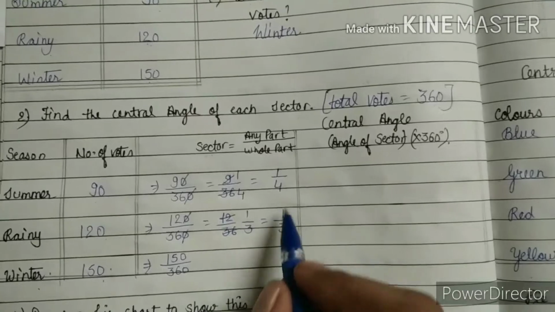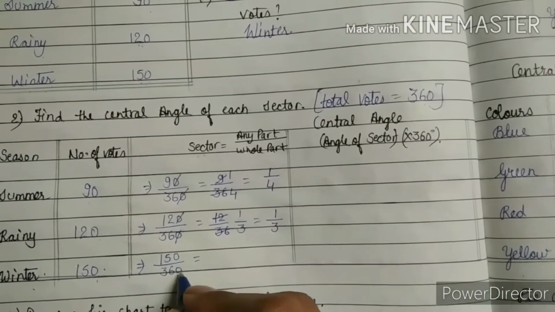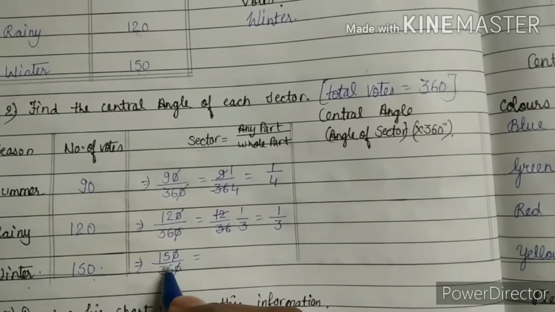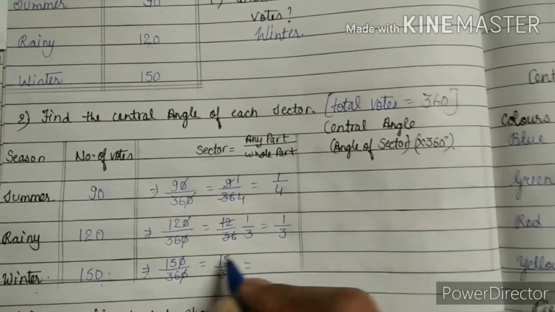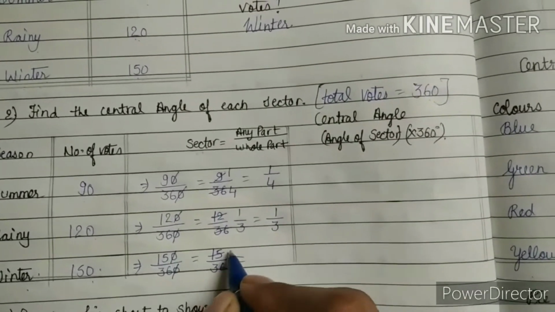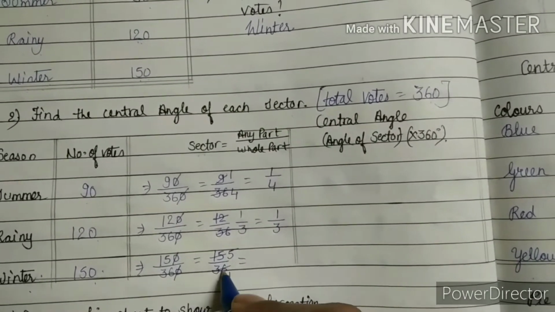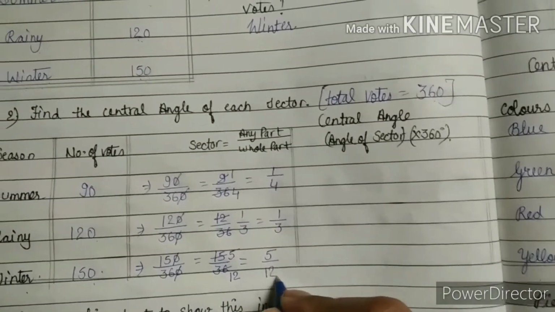Okay. So its fraction is 1 by 3. Now lastly we have 150 and 360, so 0 to 0 cut, and from the table of 3, 15 and 36 is there. From the table of 3 we will reduce it. 15 will come in the table of 3 5 times, and 36, 3 will come 1 time and 6 will come 2 times. So its fraction is 5 by 12.